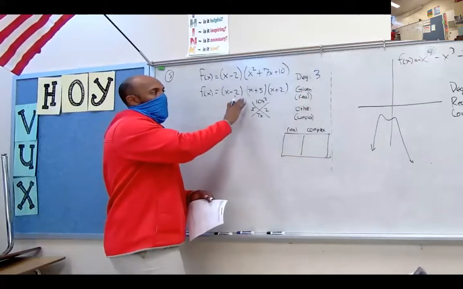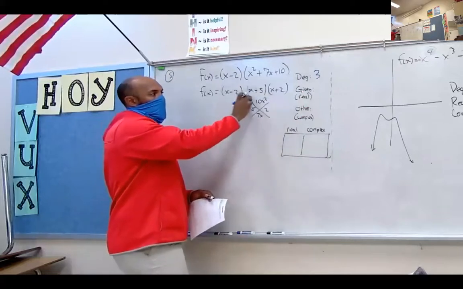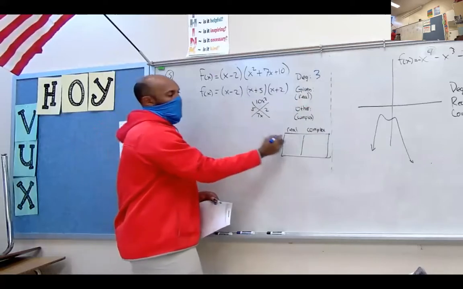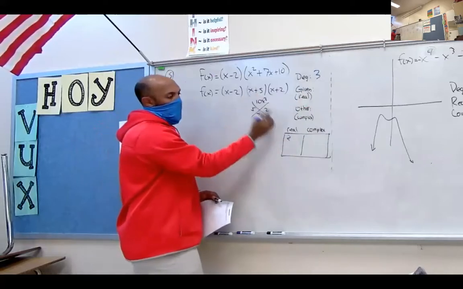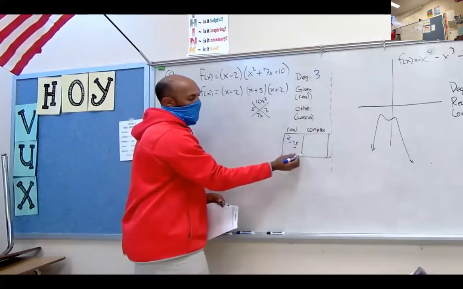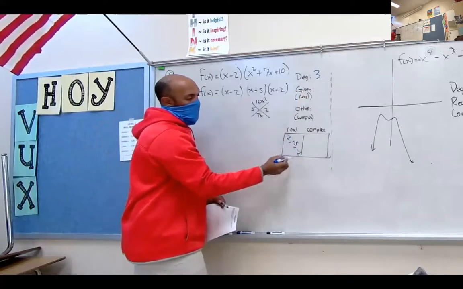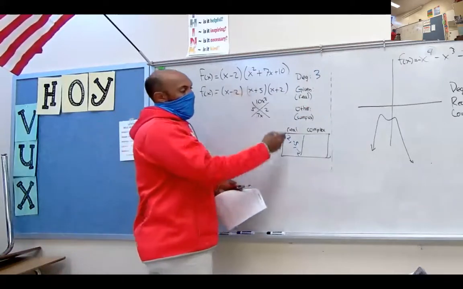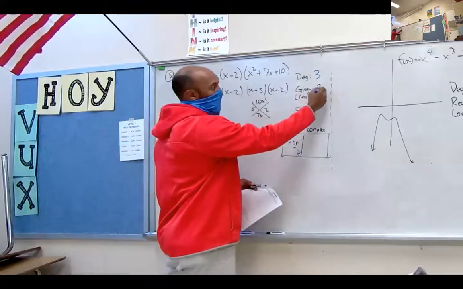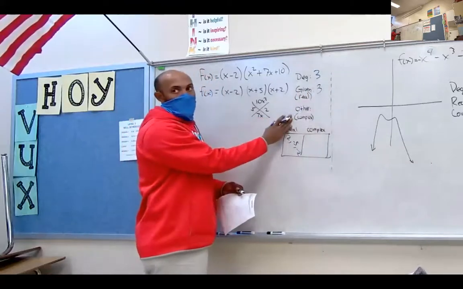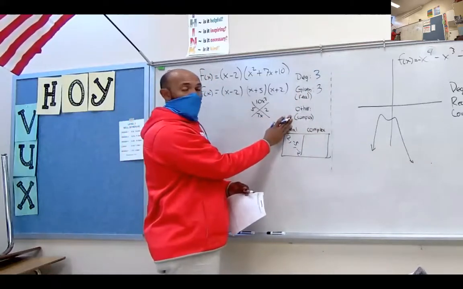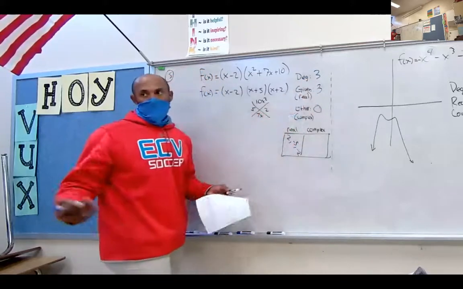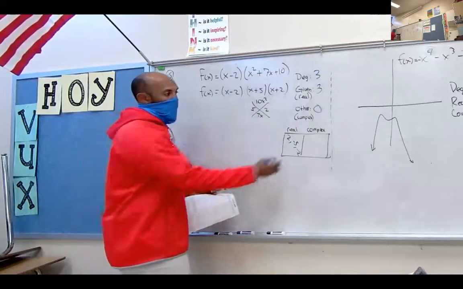Now, what are the roots here? What's the root from x minus 2? 2. What about x plus 5? -5. And what's the last one? -2. Those are all real roots because they're just whole numbers, they're not imaginary. So that means we have 3 real roots. How many complex? 0. Well, if the degree was 3 and we have 3 real roots, there's nothing left.